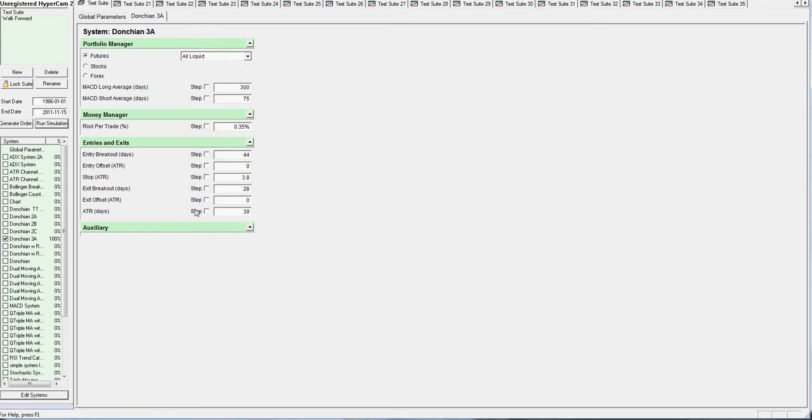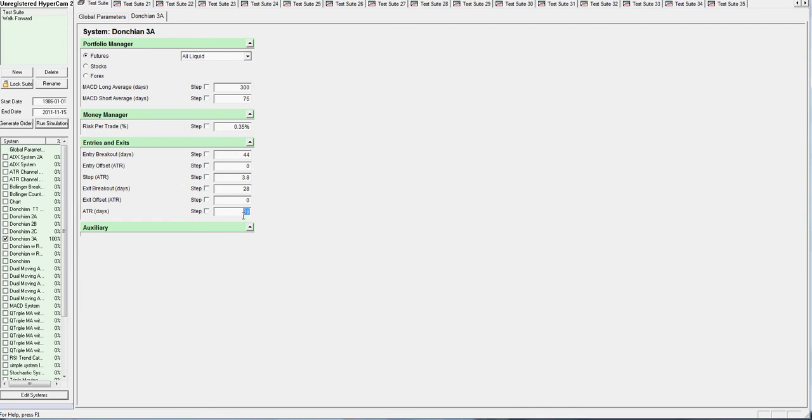this year. We're going to be looking at all liquid futures markets, 69 total, and here are our entry and exit breakout rules here. So we're going to be taking a long position if we hit a 44-day high, and we'll be closing out that long position whenever we hit a 28-day low. Also, we would be taking a short position on a 44-day low and closing out our short position if we hit a 28-day high.